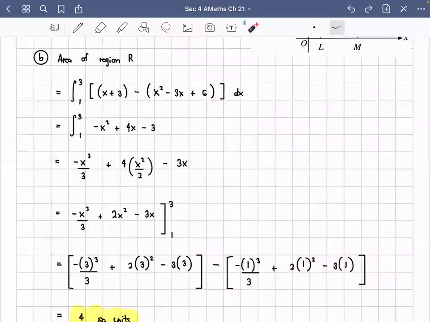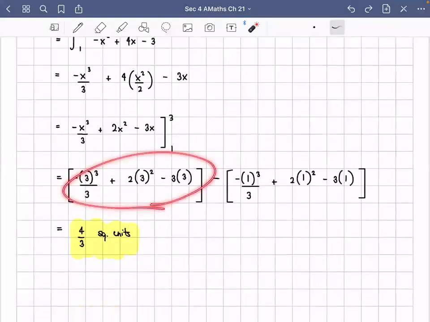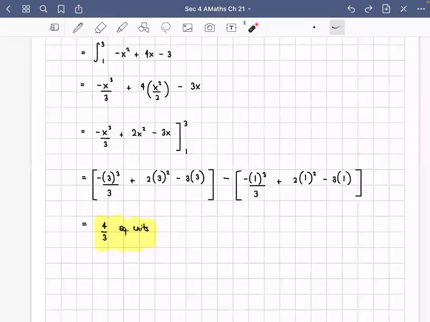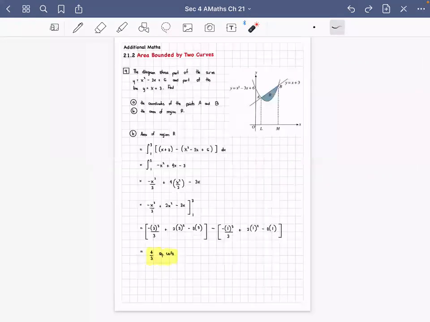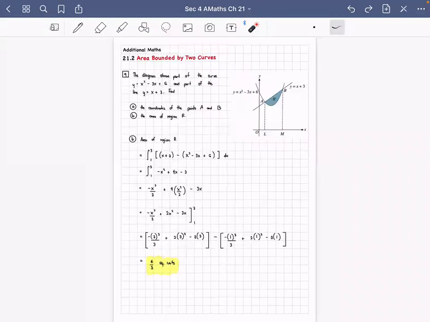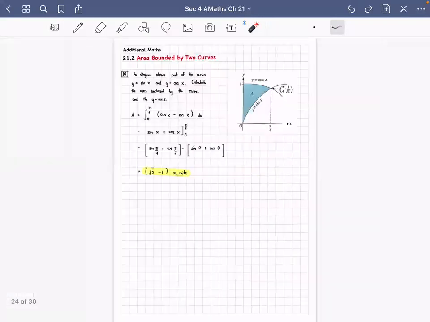Now evaluating this, so this is my upper limit. I know it's a bit long, but you can just plug this in your calculator and be very careful with the negative sign. So this one minus this one will give you 4 over 3 square units. So that's your answer for letter B. Do you have any questions, class, for example number 9? No question? All right.